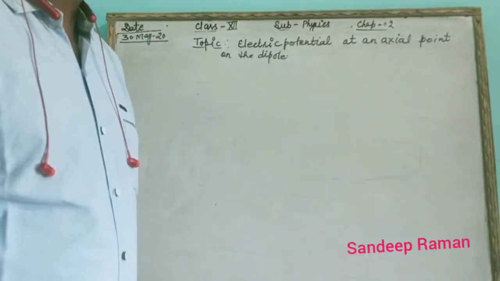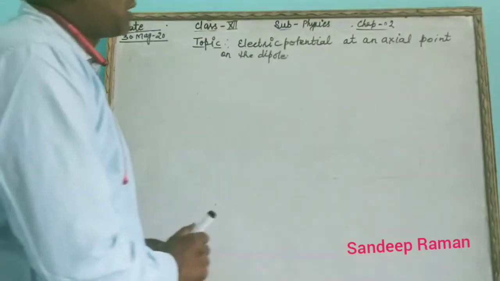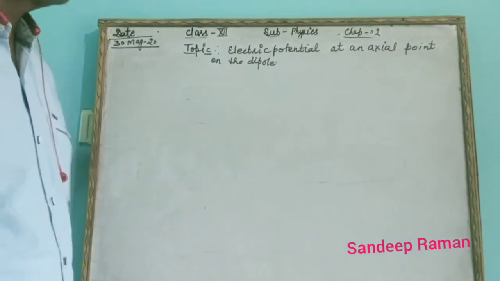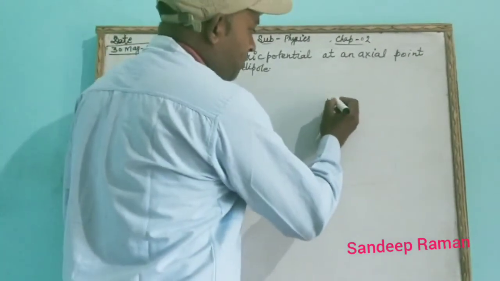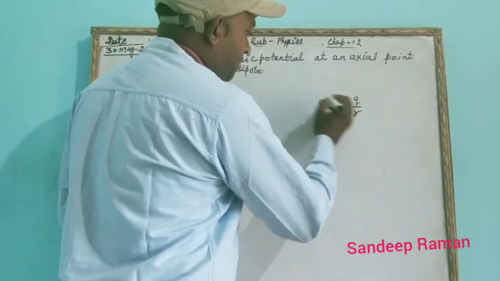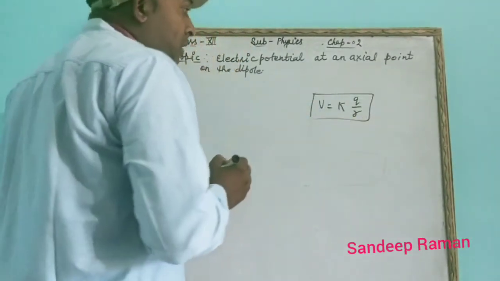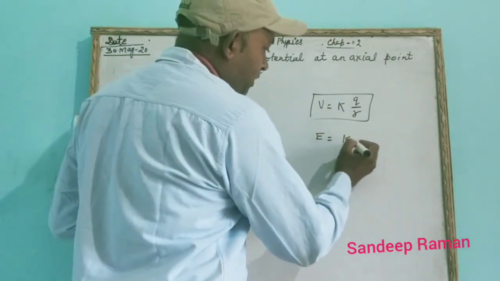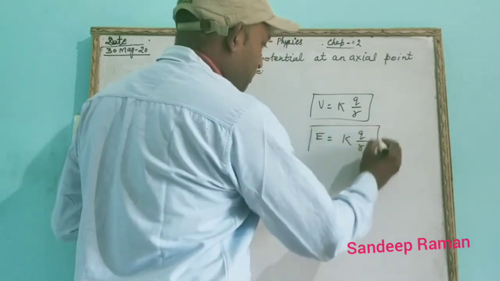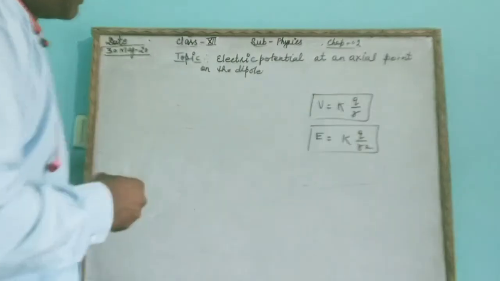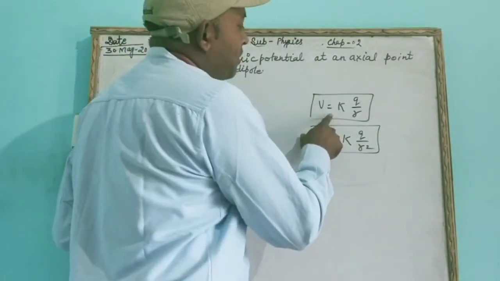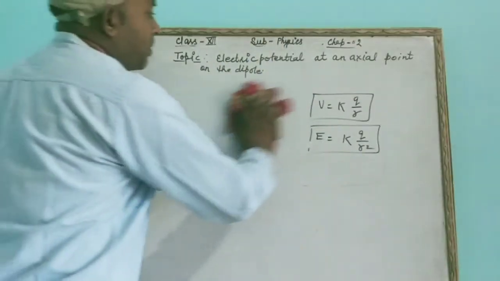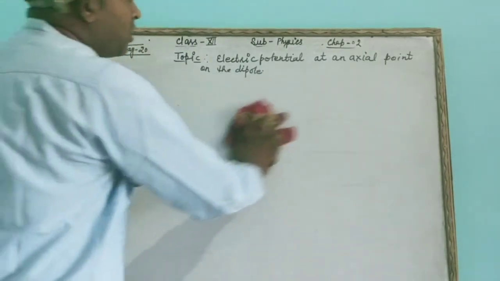Good morning, friends. In the last video, we discussed the electric potential due to a point charge. The formula of electric potential due to a point charge is V equal to kQ upon r. And in the last chapter, the formula of the electric field due to a point charge was E equal to kQ upon r square. Both are important formulae, this one for the first chapter and this one for the second chapter. Now we will discuss the electric potential at an axial point on the dipole.